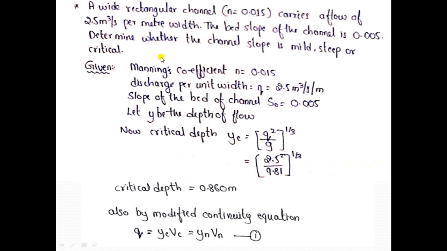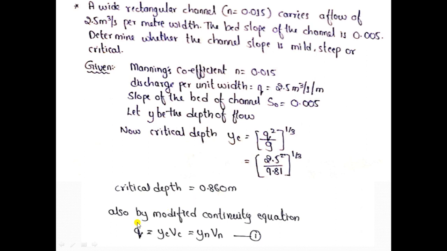Coming to one more problem: a wide rectangular channel carries a flow of 2.5 meter cube per second per meter width. The bed slope of the channel is 0.005. Determine whether the channel slope is mild, steep or critical. So here Manning's coefficient is given, discharge per unit width small q is given, and the slope of bed of channel is 0.005. Now let y be the depth of flow, this is our assumption. Since the discharge per unit width is given, we can find the critical depth. Critical depth yc is equal to (q square by g) whole raised to 1 by 3. If we simplify, we will get the critical depth as 0.860.